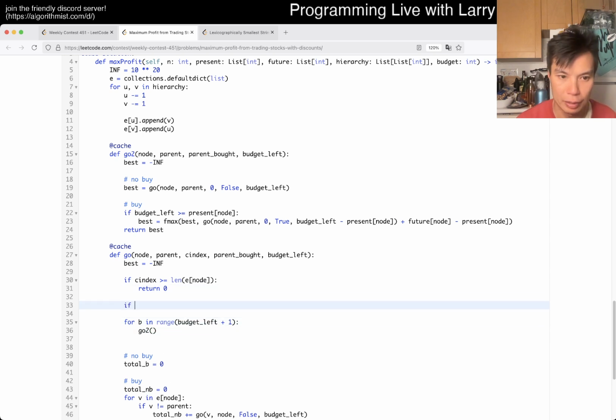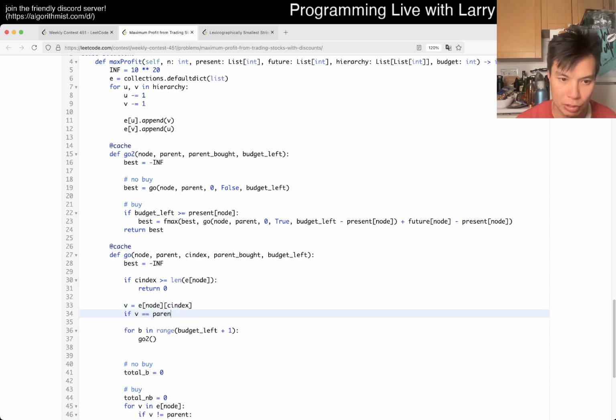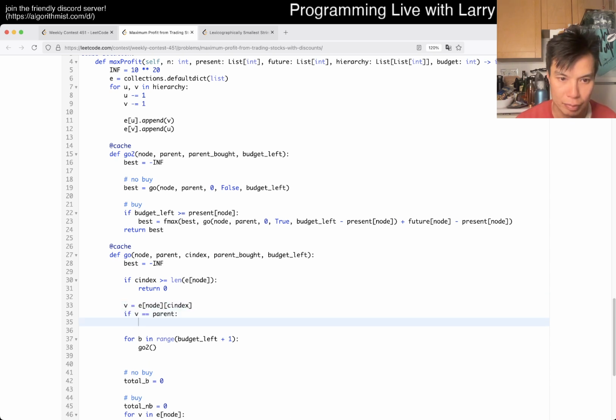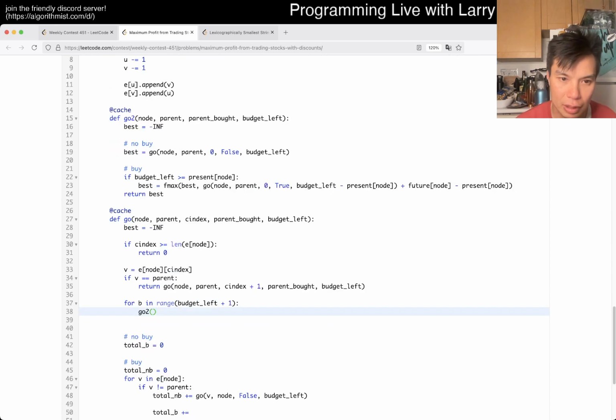Also, if parent, if E node of C index, so let's say V is equal to parent, then we also just skip to the next one. So if that is that, then we just return go node parent, C index plus 1, parent board, budget left. Otherwise, we just calculate how much budget to give it, right?